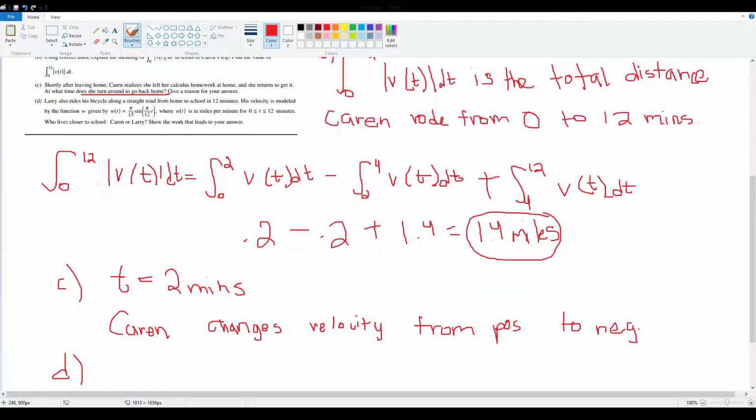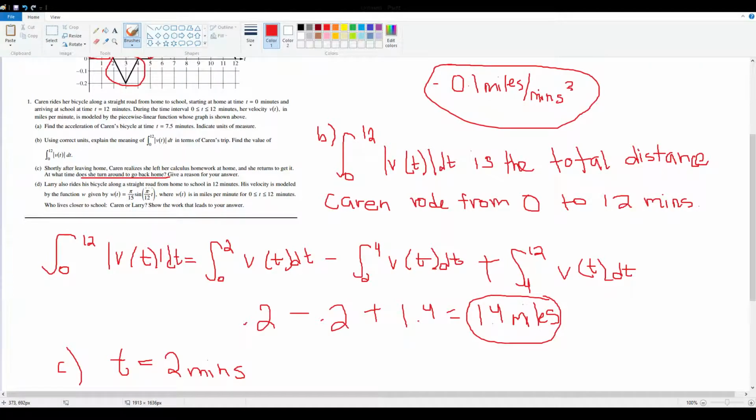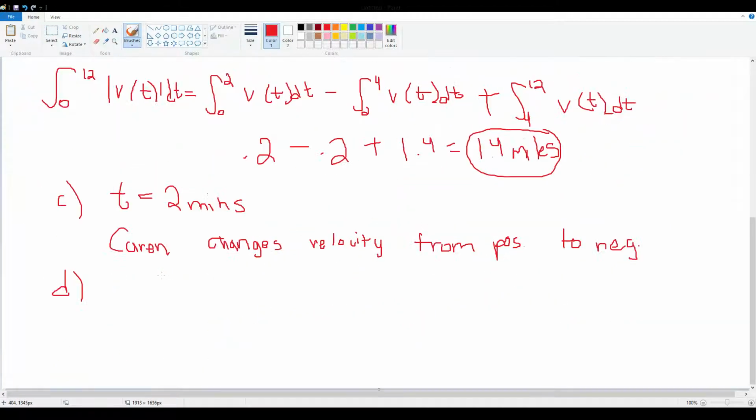In D, it says Larry also rides his bicycle along a straight road from home to school in 12 minutes. His velocity is modeled by the function w given by w of t equals pi over 15 sine of pi over 12 t, where w of t is in miles per minute from 0 to 12 minutes. Who lives closer, Karen or Larry? Show the work that leads to your answer. We're going to find Larry's distance from the school first.